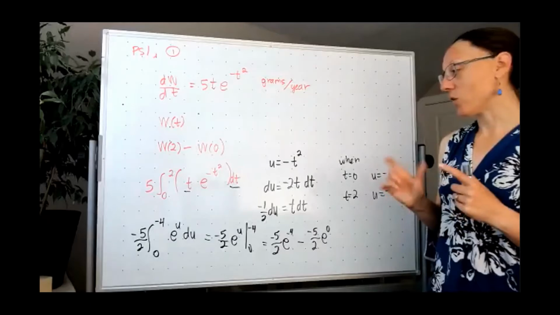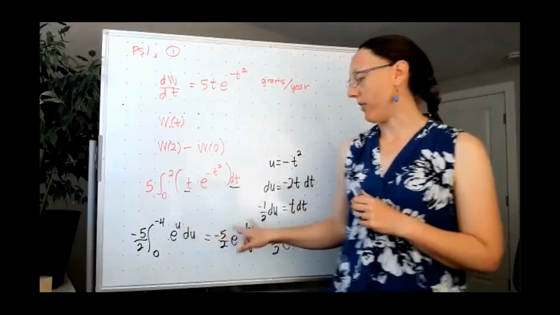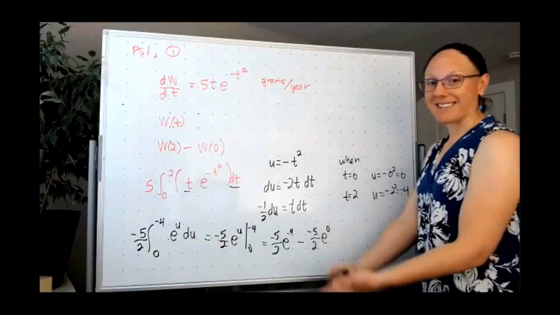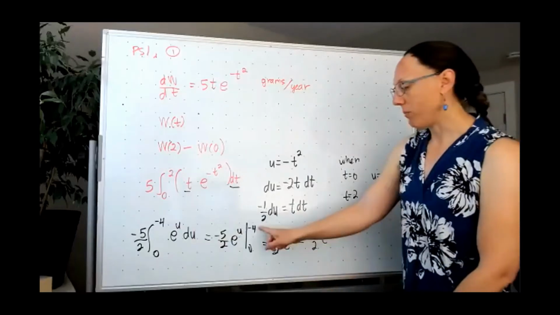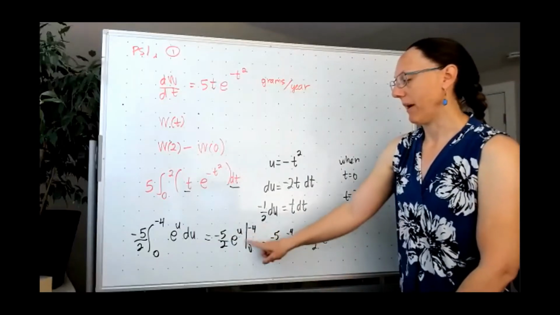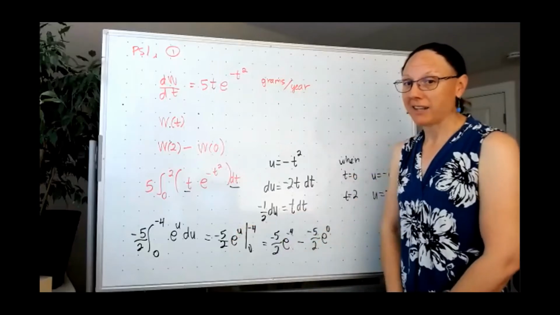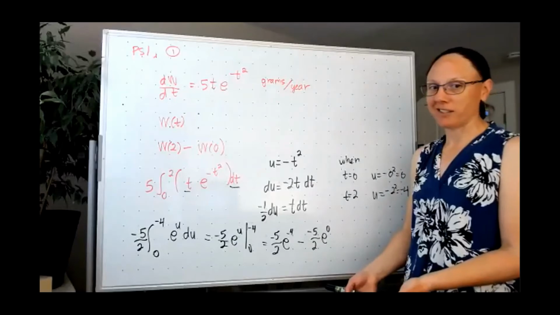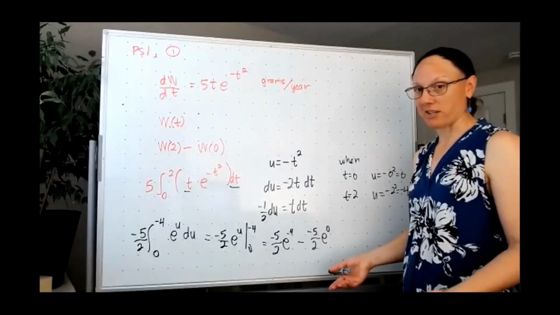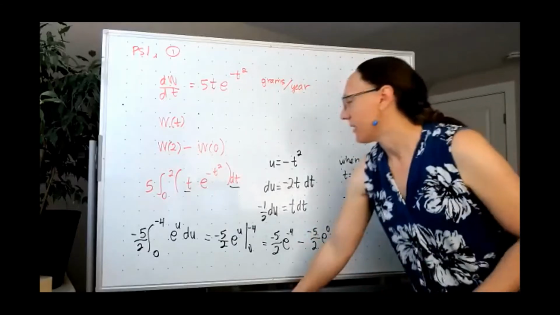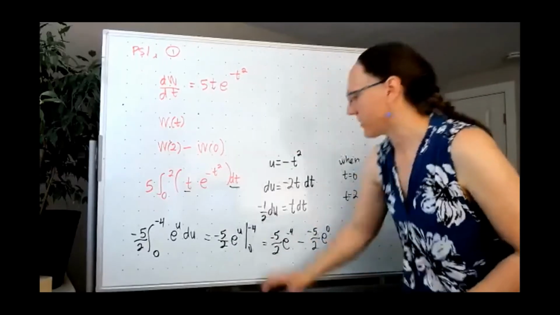So there's the issue about the negative. The negative is essentially going to correct itself as long as we plug them in as the top minus the bottom. But if you don't like that, you don't have to do that. You have two other options. One other option is to get rid of this grams per year for a second.